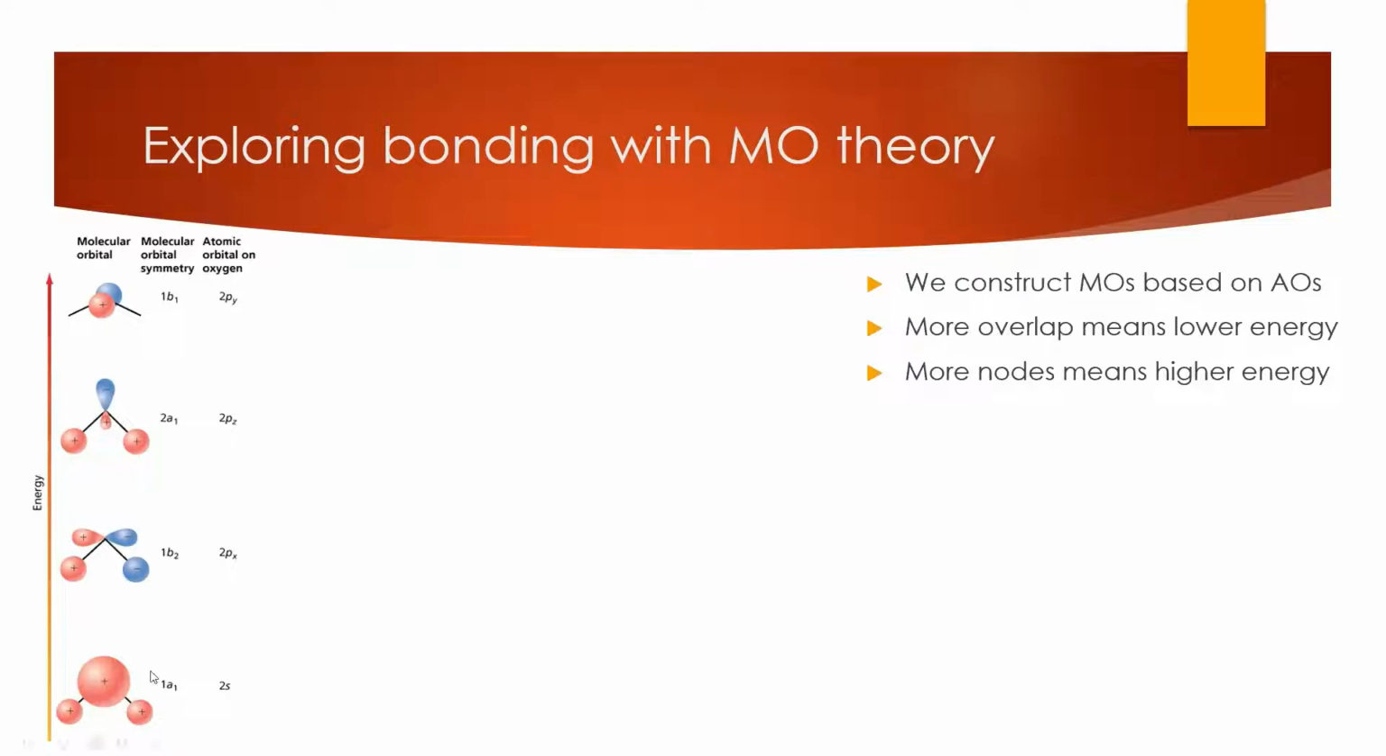Now we have this label here, 1a1. We'll go into this in more detail later. This label comes from group theory. It's a category of symmetry. And just for now, treat it as a label, but we'll see where it comes from in a few weeks. If we move up to the next orbital, this is a 2p orbital, and we've chosen the x dimension here for our 2p orbital, we can see that we again have some kind of overlap.